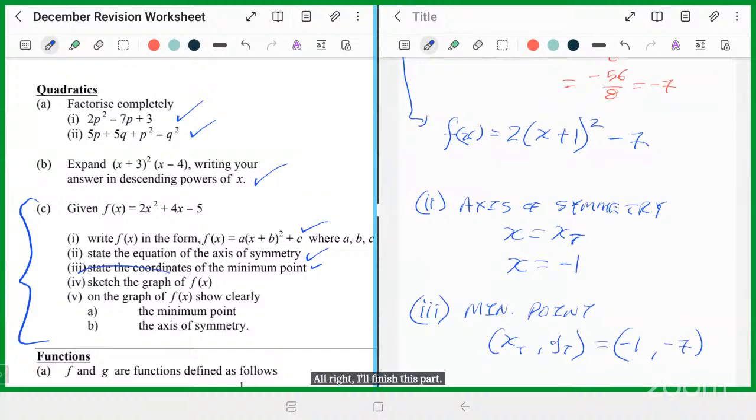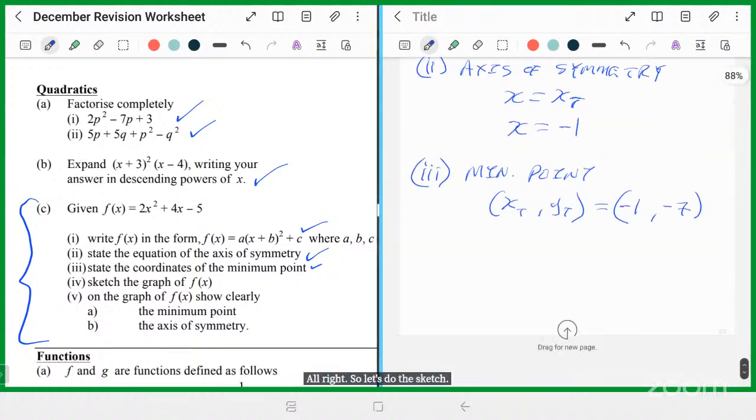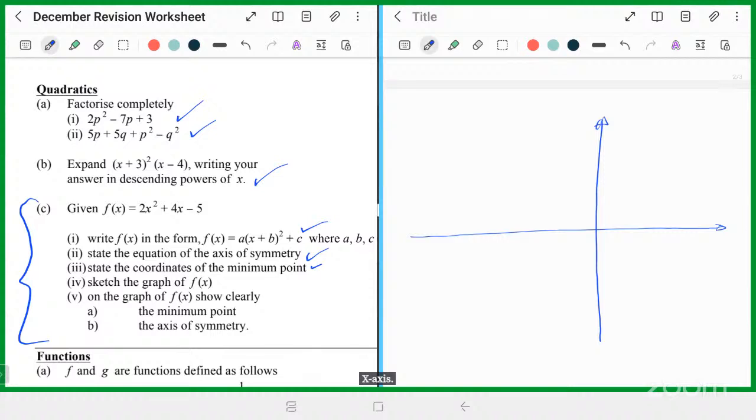And then the next part wants us to sketch a graph. On the graph, they want us to show the minimum point and the axis of symmetry. So this one did not want the roots. All right, so let's do the sketch. So -1, -7. Let's set it up like this: y-axis, x-axis. We know it's going to be a smile shape because the square term on that quadratic function is positive, so it has a minimum point.